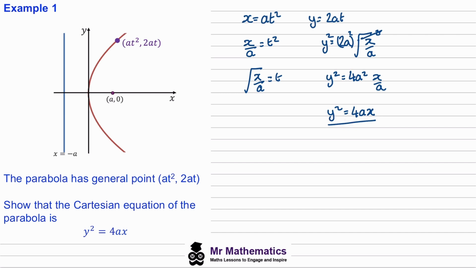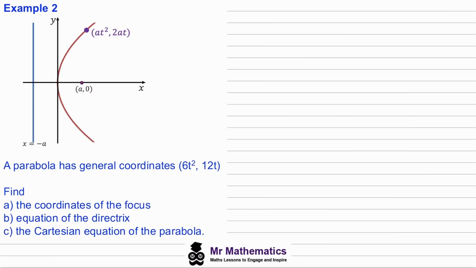Okay, so let's look at example 2. So here we're told that our parabola has general coordinates 6t squared and 12t. We've been asked to find the coordinates of the focus, which is this point here, the equation of the directrix, this line, and the Cartesian equation of the parabola. So perhaps you want to try this question yourself. You can pause the video, and when you come back, we'll go through the solution.